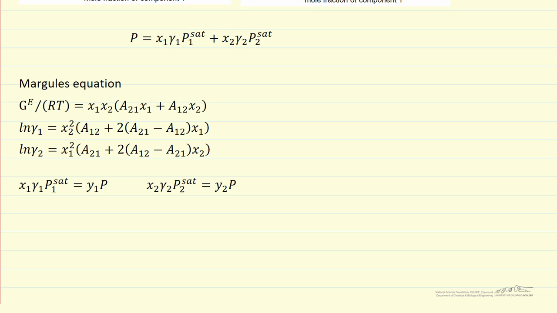We can then use the modified Raoult's law. P is the total pressure, y is the mole fraction in the vapor phase, y1 for component 1. And this allows, if we know x1, then we know y1 from these equations.